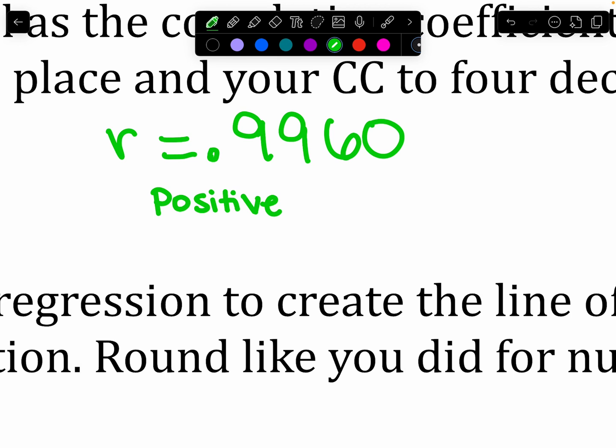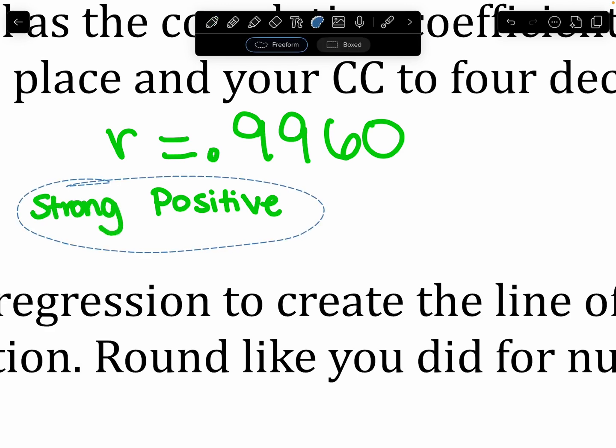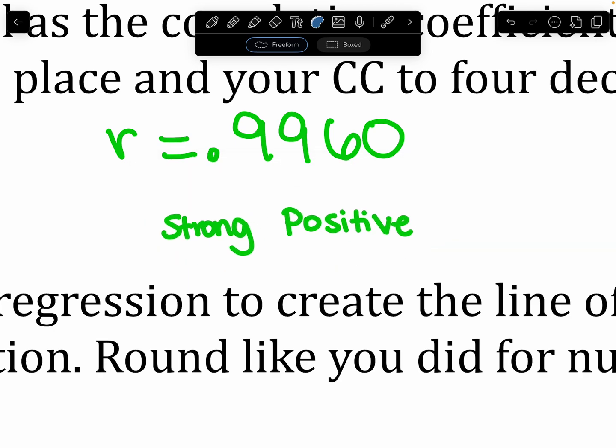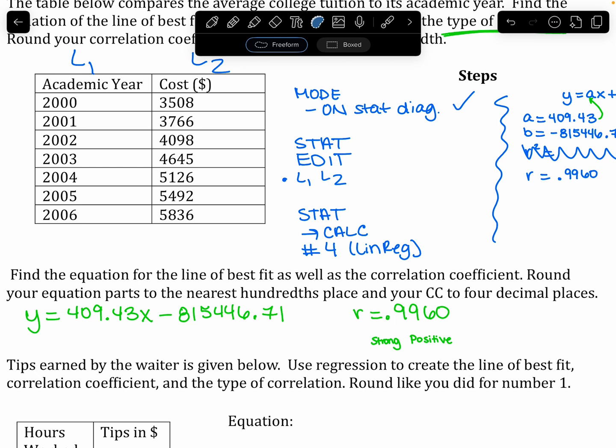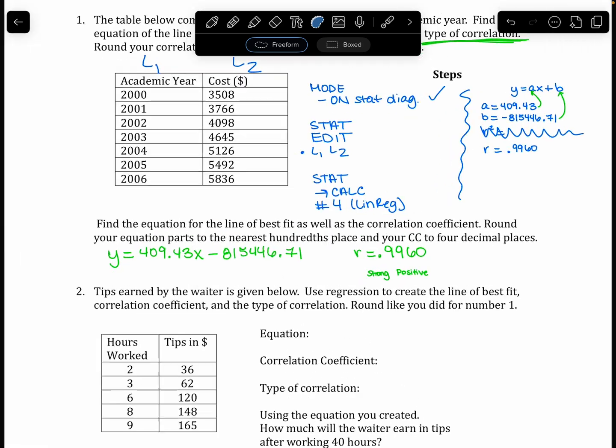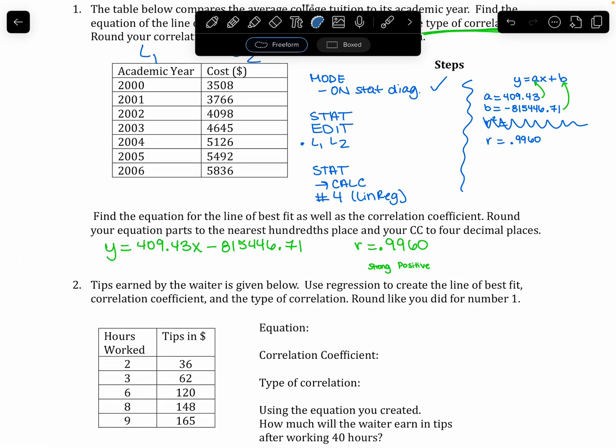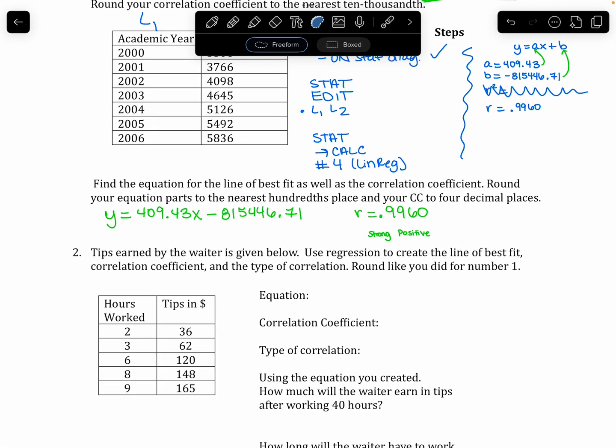If it was negative, it would literally say negative 0.996, whatever, okay? This is positive, and 0.9960 is extremely close to the whole number 1. So it is a strong positive. If I were to look at these data points on a scatter plot, they would be really, really close to being in a straight line with a positive trend. So that's how you find your correlation coefficient and the line of best fit.